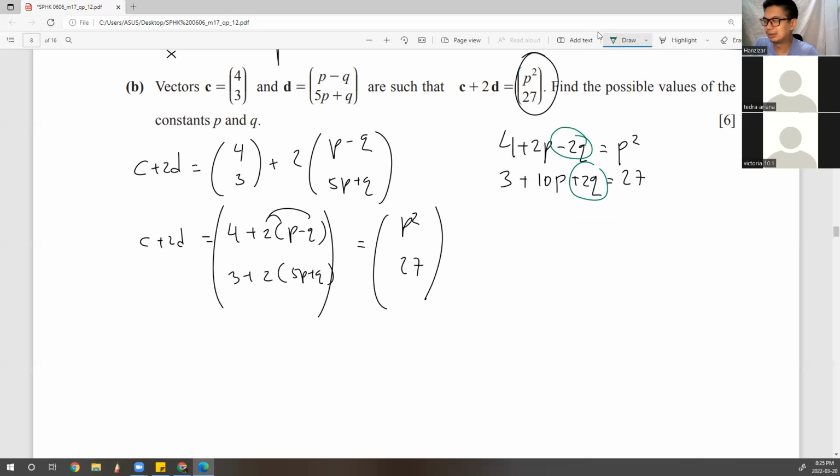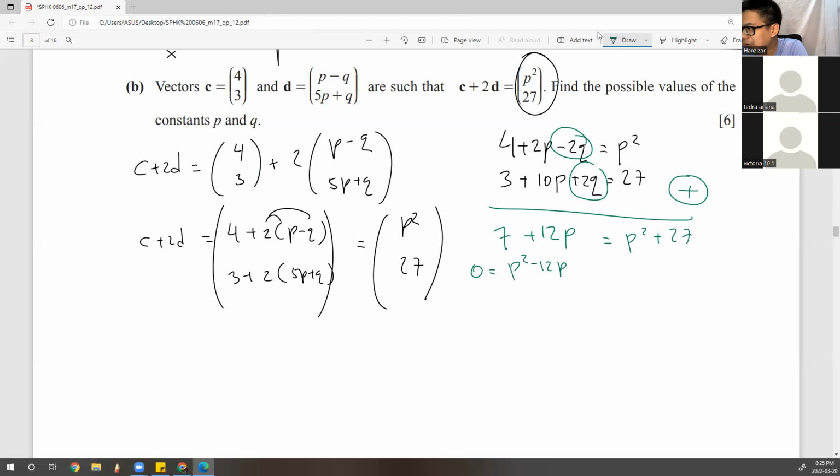So thanks to the question, you just add all the equations, right? If you add negative 2q plus 2q, done, eliminated. So 4 plus 3 is 7, plus 12p equals p squared plus 27, and you can find the p. So I put everything to the right side: p squared minus 12p plus 27 minus 7 is plus 20. Okay, we get it. For p, you just use the sum and product method. You don't have to use the ABC formula because it's easy. You can factorize easily using the sum and product rule, right?